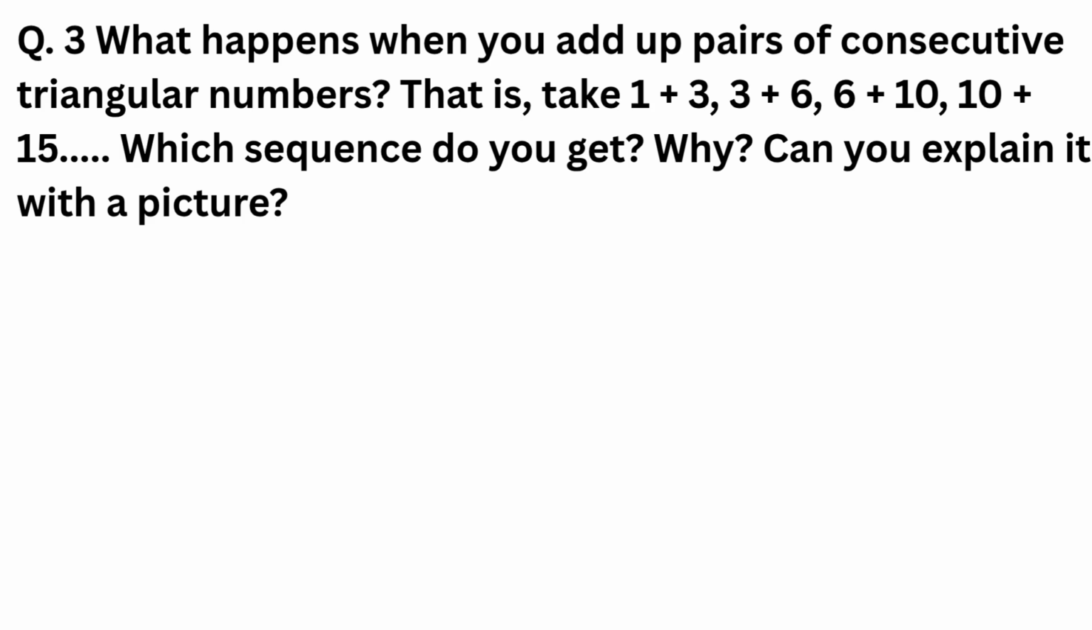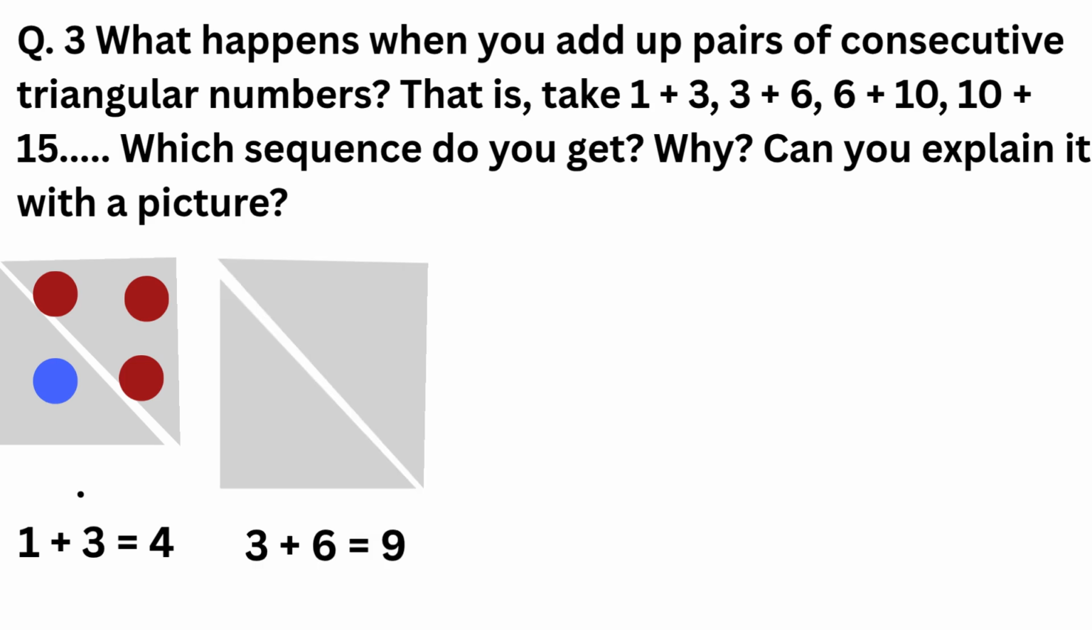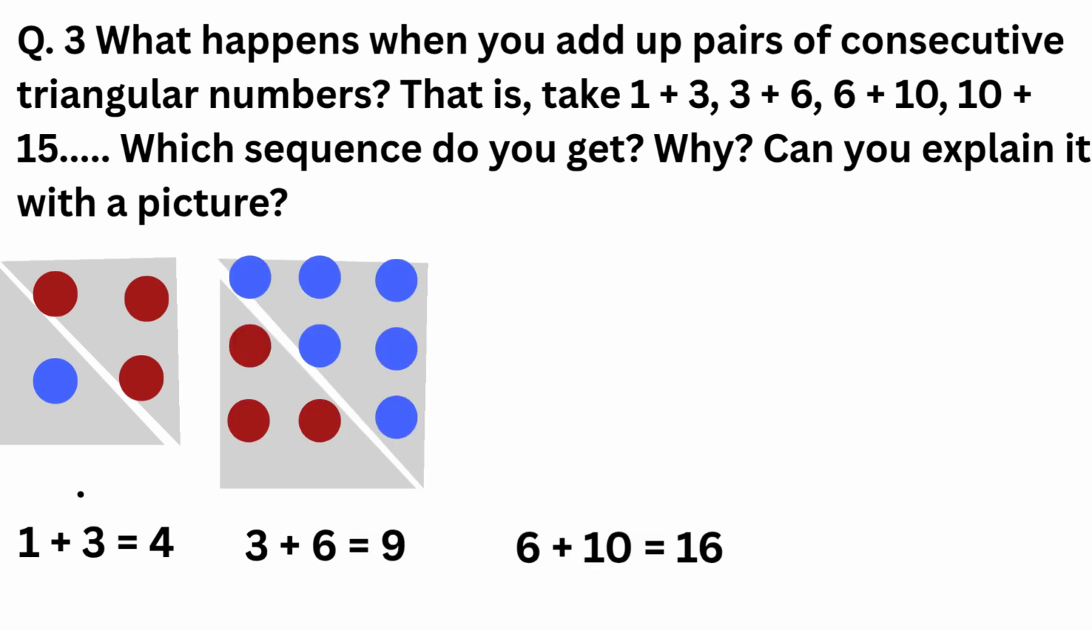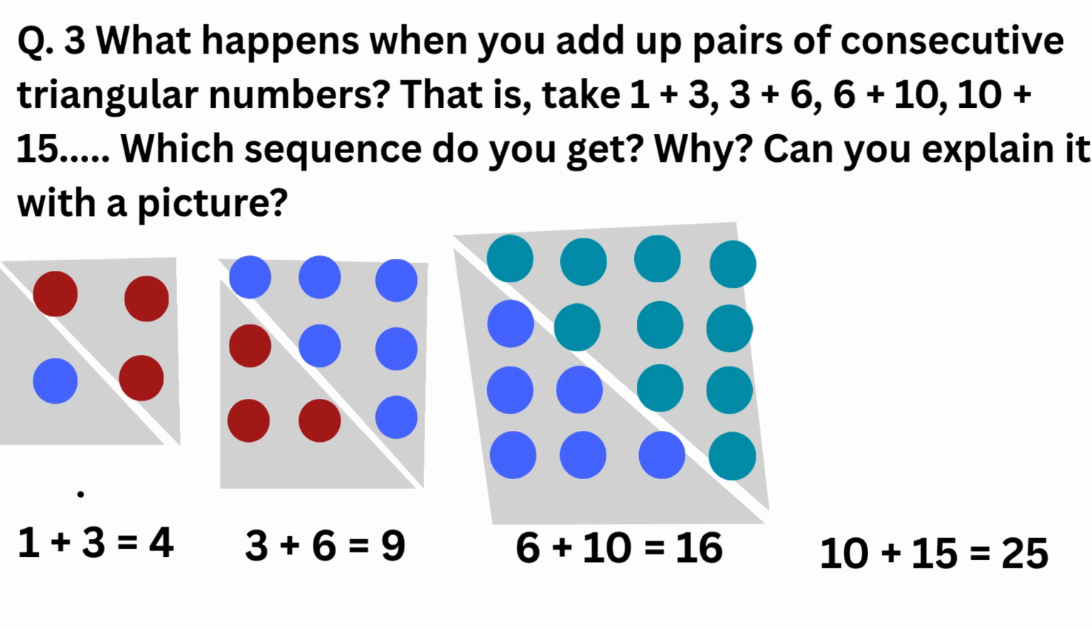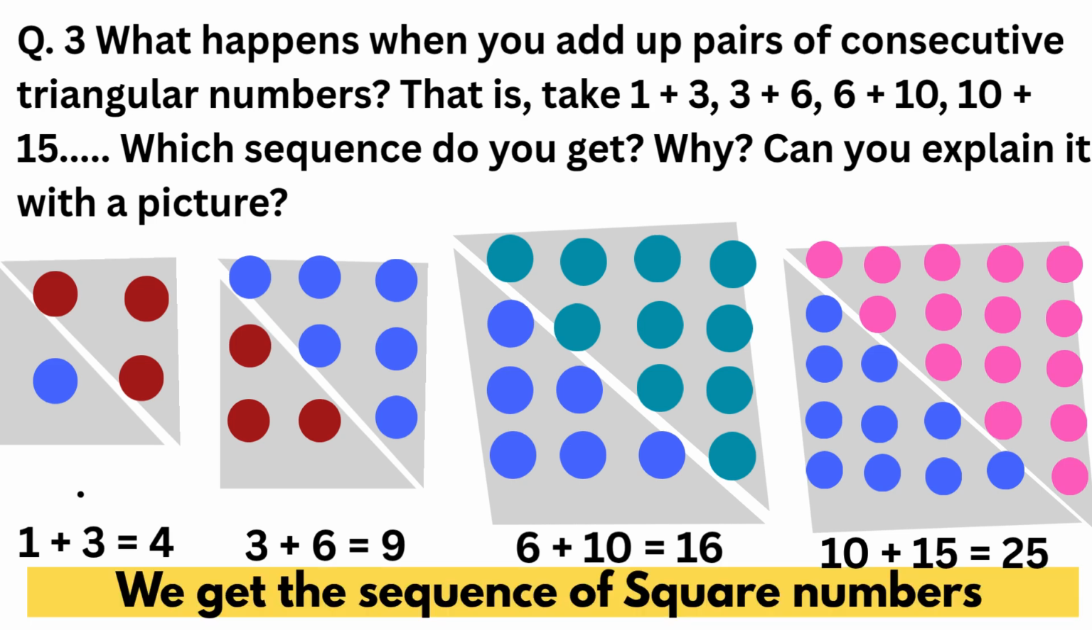Solution. When we add triangular numbers, first 1 plus 3, we get 4. Then next is 3 plus 6, we get 9. Next 6 plus 10, we get 16. 10 plus 15, we get 25, and so on. Thus, by adding consecutive triangular numbers, we get the sequence of square numbers, which is explained by giving a suitable picture for each square number. Kindly refer to the picture.